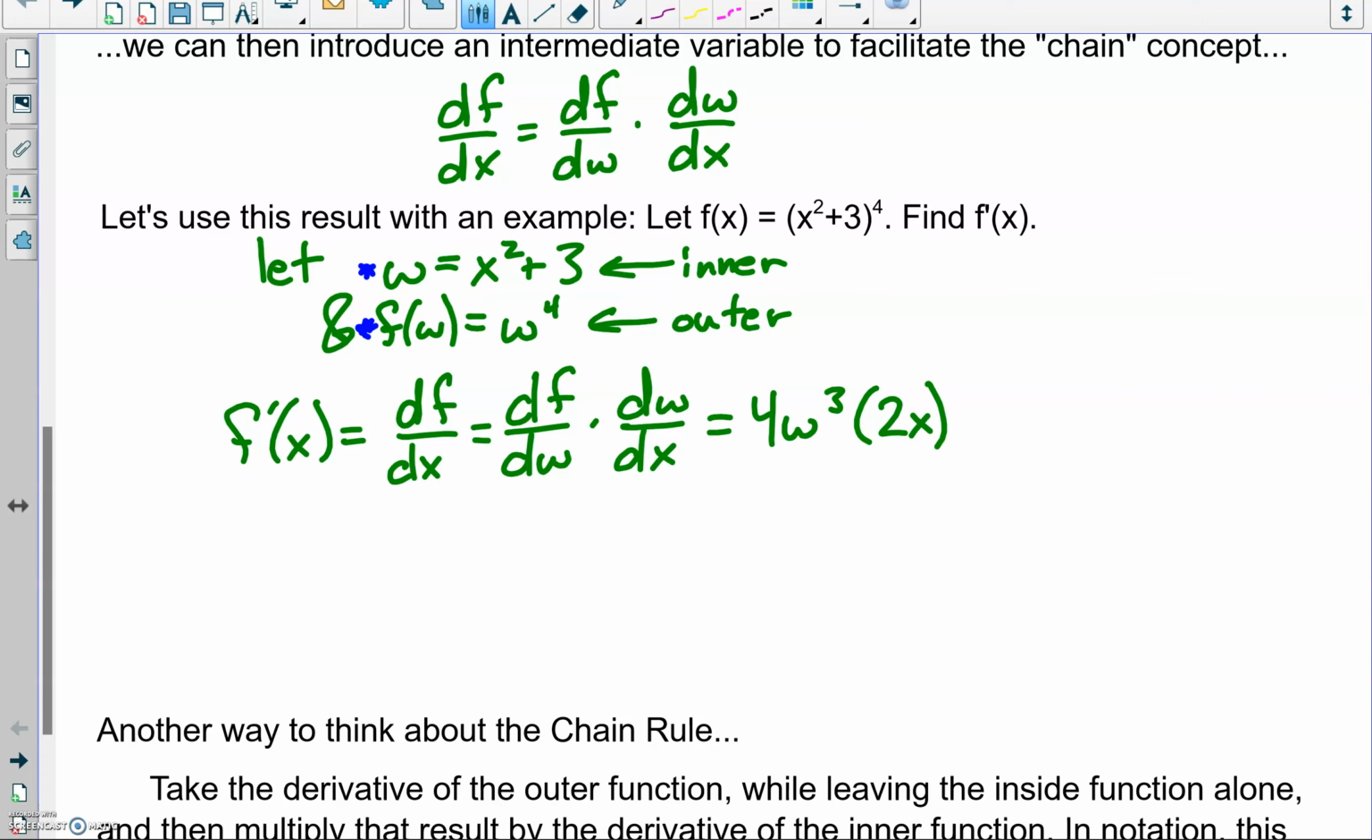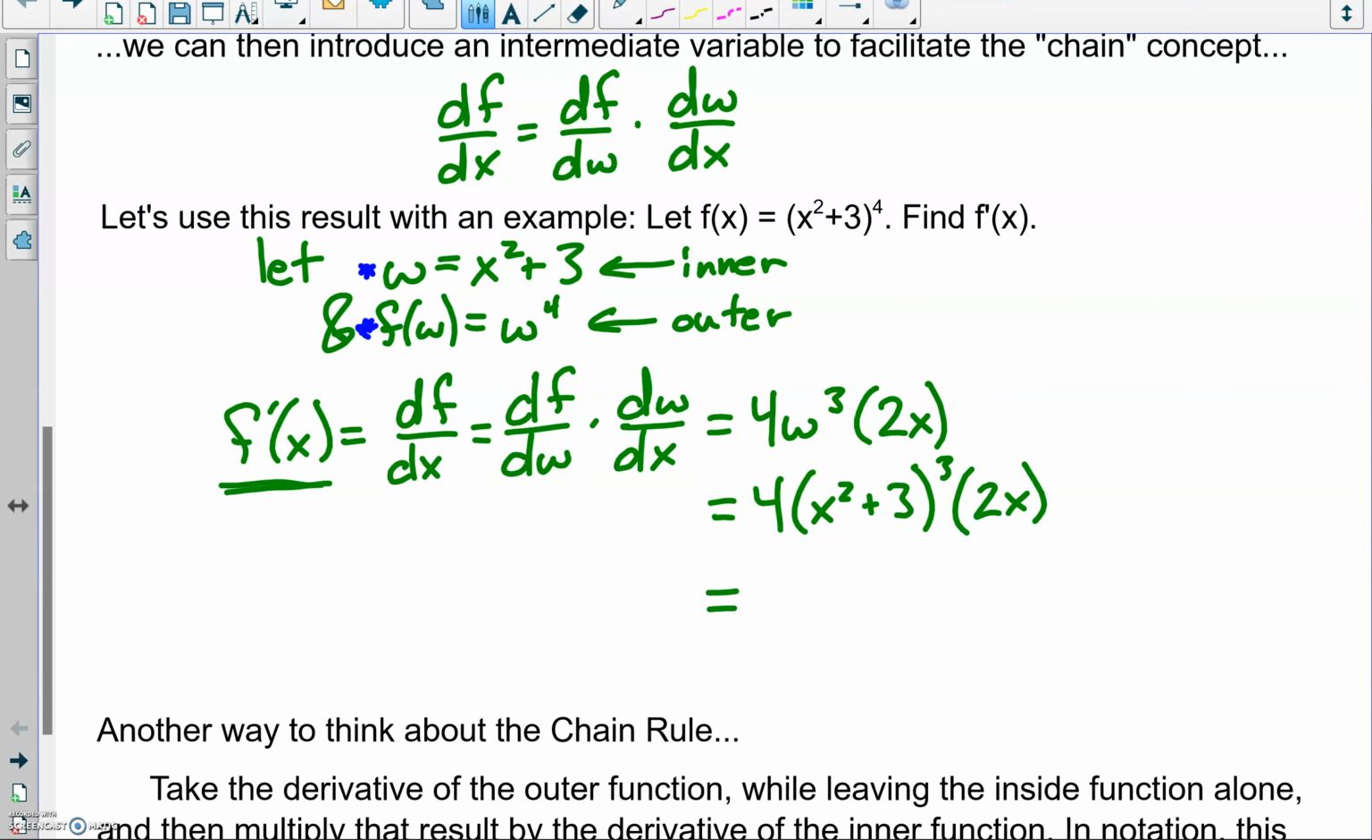I'd like to stop here, but when I look at the result, I'm supposed to be finding f prime of x, and I've got a w in there. So how do we fix that? Well, we just replace it with what it's equal to. And it's equal to x squared plus 3. So we have 4 times x squared plus 3, quantity cubed, and then times 2x.